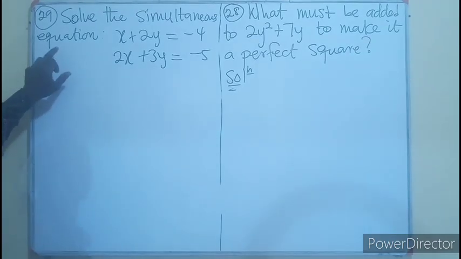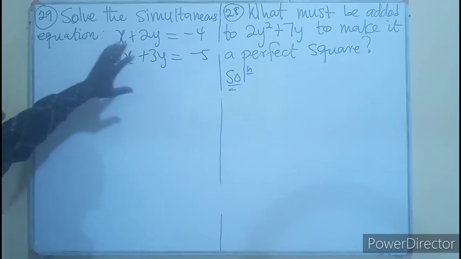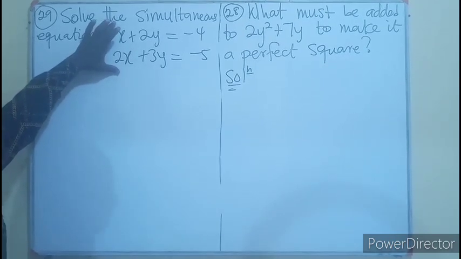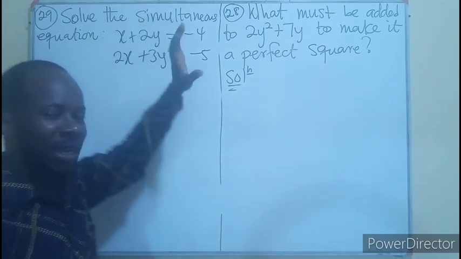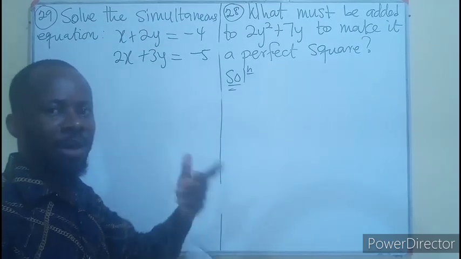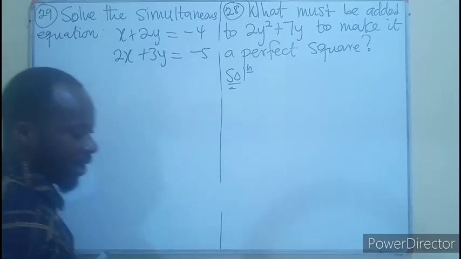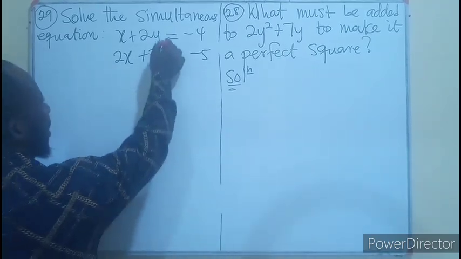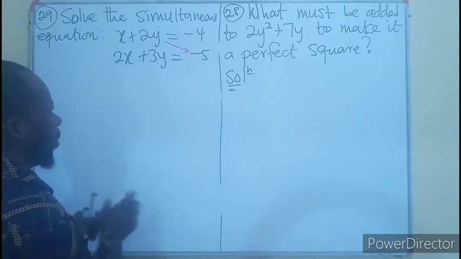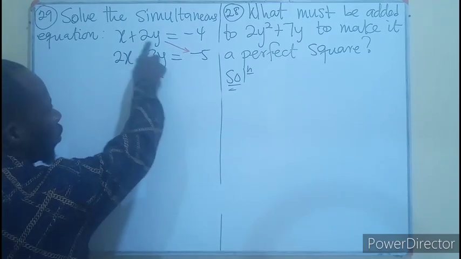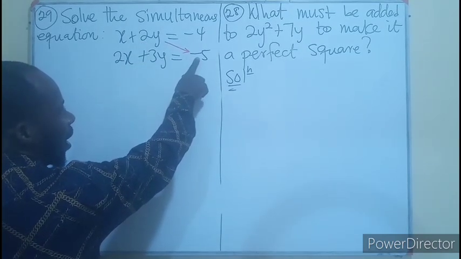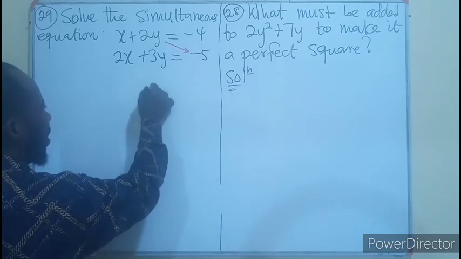So for the question 29, we are solving the equation simultaneously. I would like to use one of the methods I taught in one of the episodes, the Cramer's rule, the shortcut. So I'll be taking the diagonal this way by multiplication. That is 2 times what? Negative 5. That will be negative 10.